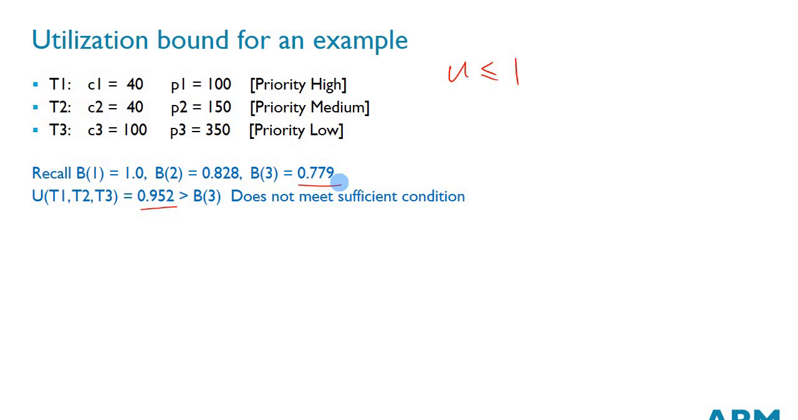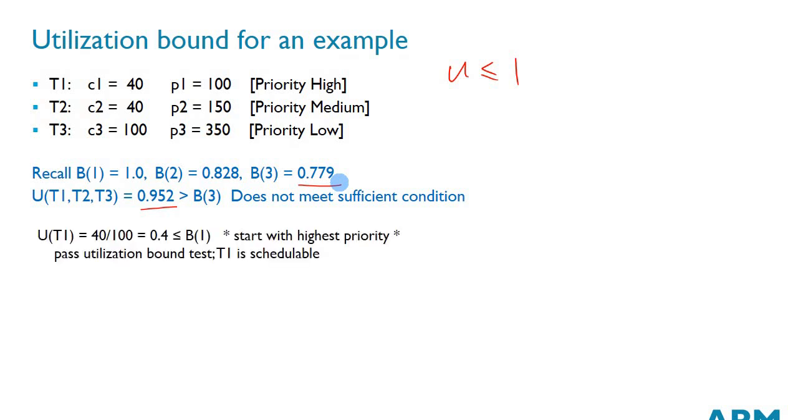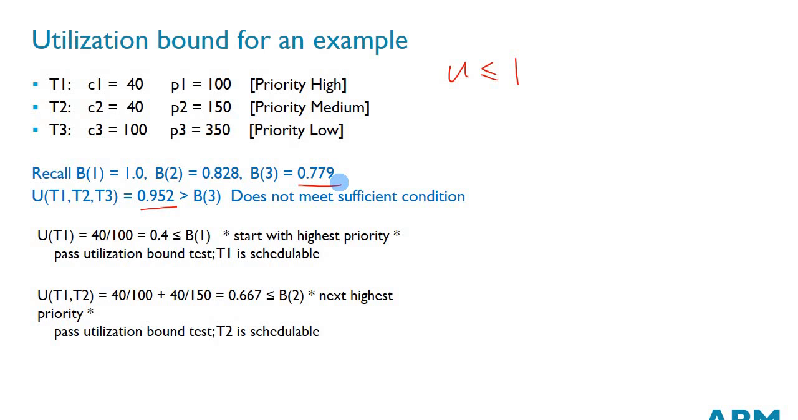Let's analyze it step by step, one task at a time. If I have only T1 in my system, the task with the highest priority, then the utilization is less than the utilization bound. So T1 alone is schedulable. If I include T1 and T2, the highest priority followed by the medium priority, again the utilization is less than the bound, B2. So again, I can pass the utilization bound test.